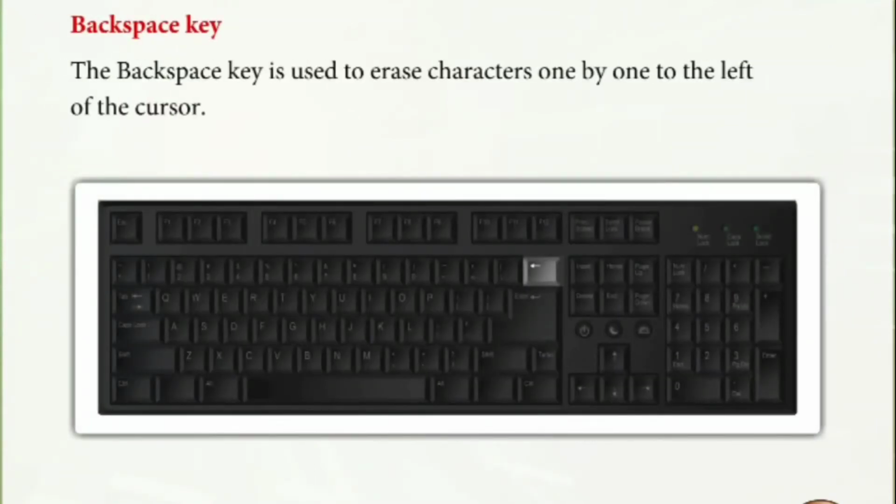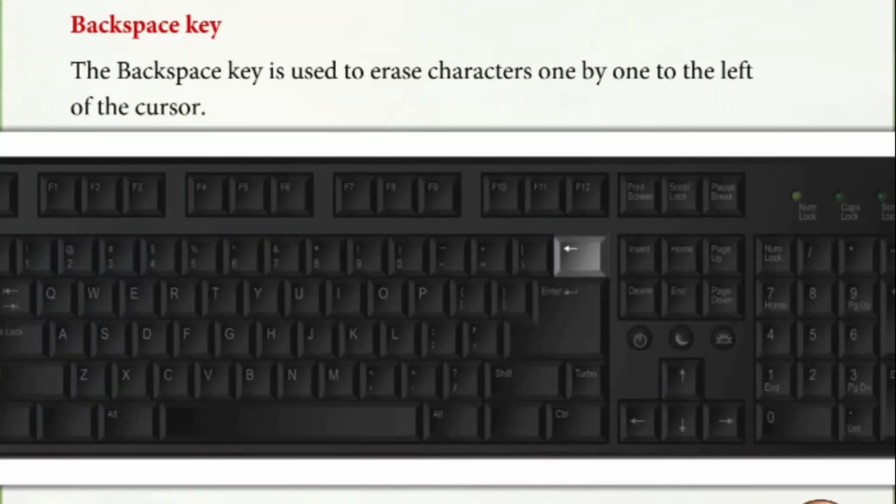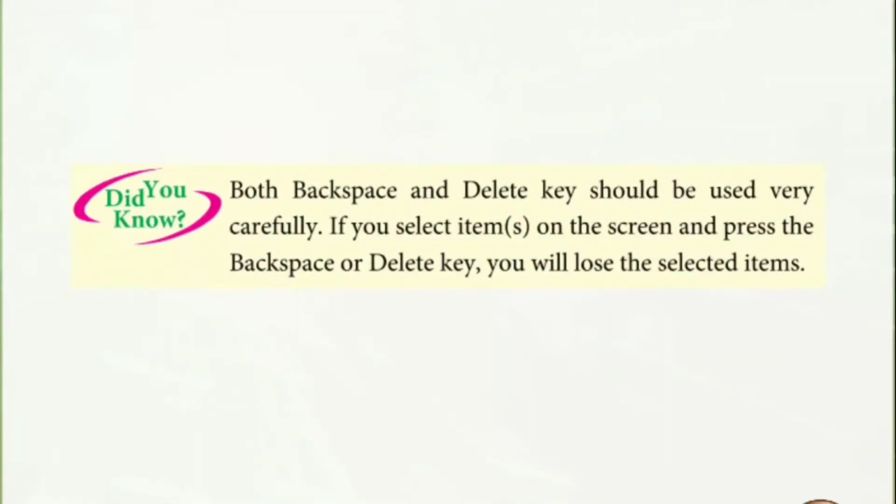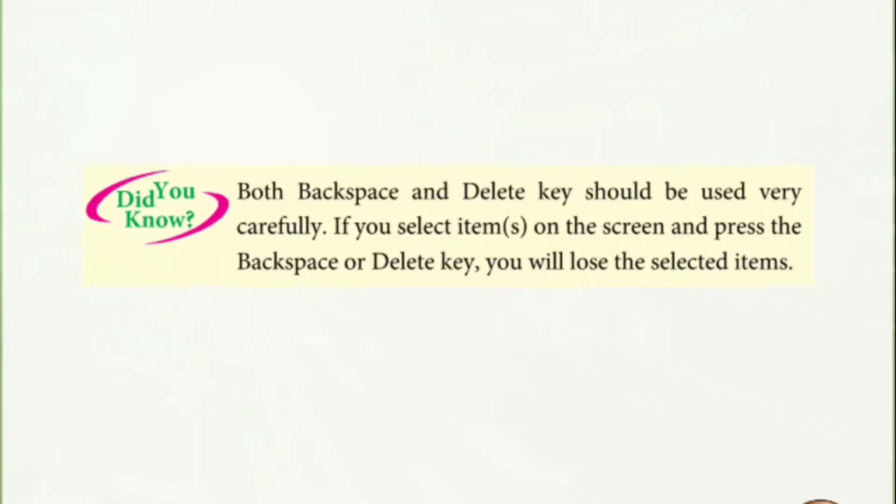Backspace key. The backspace key is used to erase characters one by one to the left of the cursor. For example, wrong spelling. To correct the spelling, take the cursor to the right of the mistake and press the backspace key. Corrected spelling by using backspace key, computer. Did you know both backspace and delete key should be used very carefully? If you select items on the screen and press the backspace or delete key, you will lose the selected items.